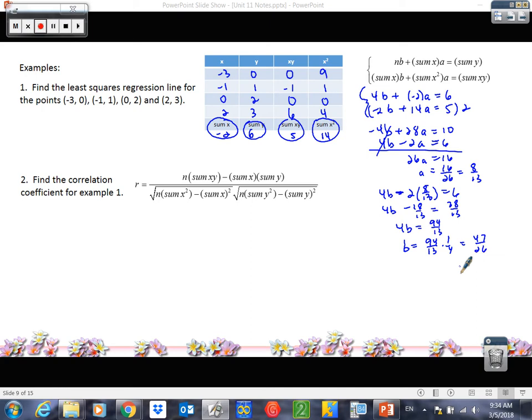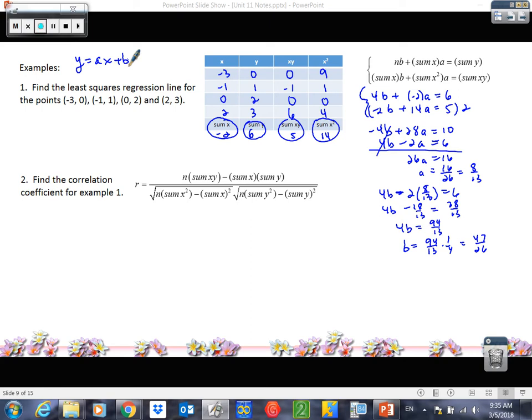Alright, so let's write our equation. The purpose of this is to get our equation of our line. The line is y equals ax plus b. That's the format of the line. And if you looked in your calculator, that's exactly what the format in your calculator looks like. It's got ax plus b. That's the one we're doing.